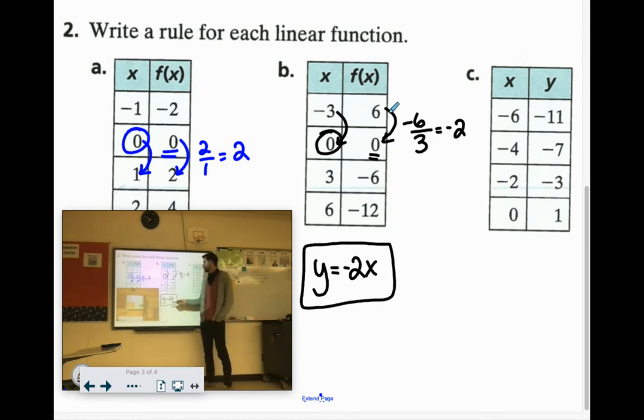Make sure it works for all of them. Is -2 times 6 -12? Yep. -2 times 3 -6? Yep. -3 times -2 is positive 6. Works for all of them.